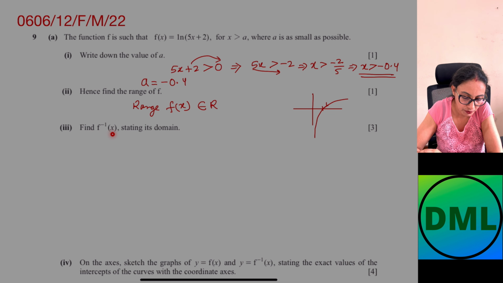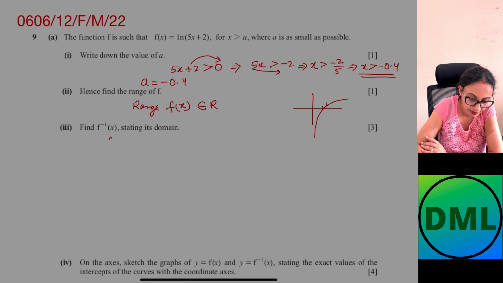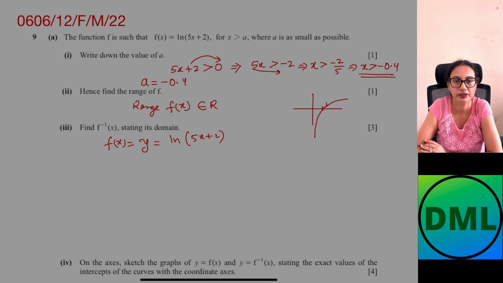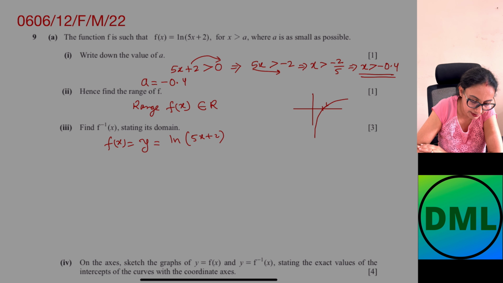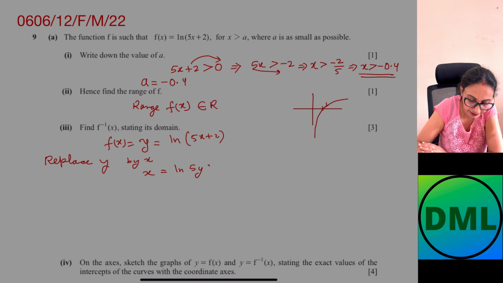Find f inverse of x stating its domain. We need to find f inverse of x. For f inverse of x, we need to first write down f. F of x is given as y. Y is equal to ln of 5x plus 2. I told you when you have to find the inverse function, you have to replace y by x. Let's replace y by x. This will be given as x is equal to ln of 5y plus 2.